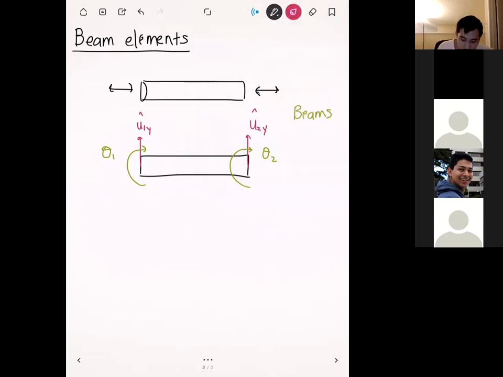And then just to label these and give them names, these deformations that are perpendicular to the axis of the beam, we call these transverse displacements. Okay, so these are transverse displacements.